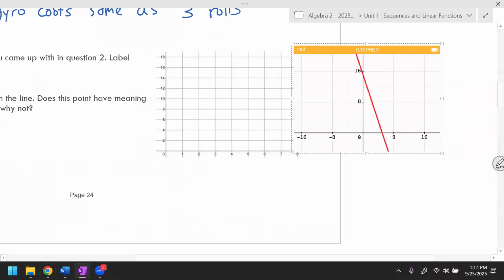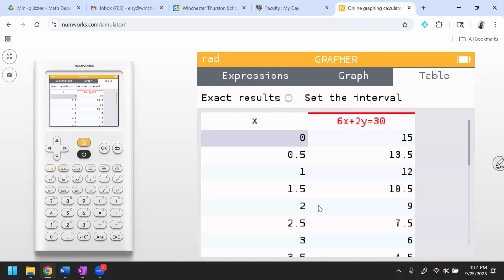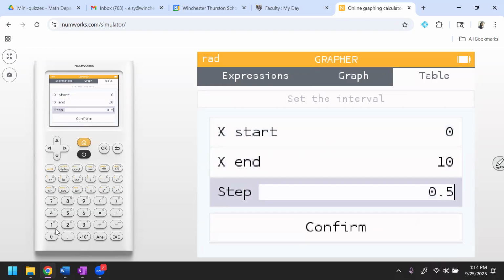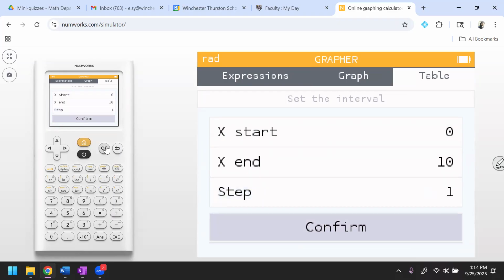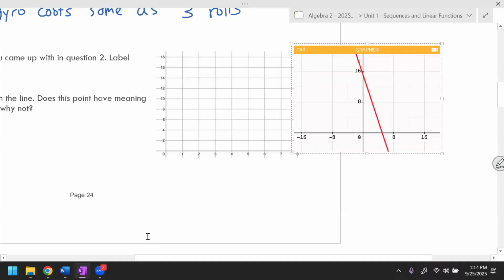But if I can't tell, I can just go over to my calculator, and instead of graph, I'll go to table. Check it out. Table. Boom. There's all of the points. If I hit set interval, let's do a step of 1. Hit OK, confirm. There's my table. And now I can see, oh yeah, you guys were right. 0, 15, right there. And then where's the x-intercept? There it is, 5, 0. So now I can tell for sure that this is 0, 15. Up here, this is 15, and that's 5.